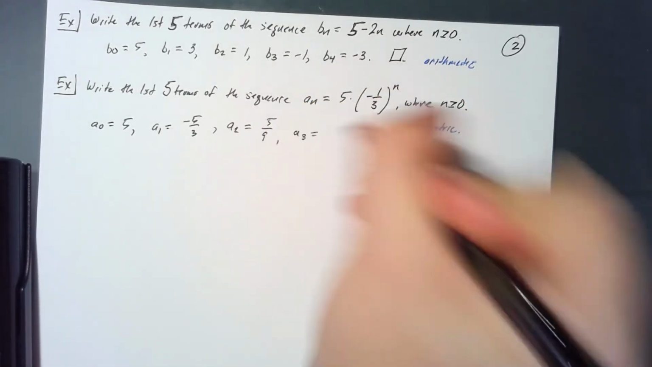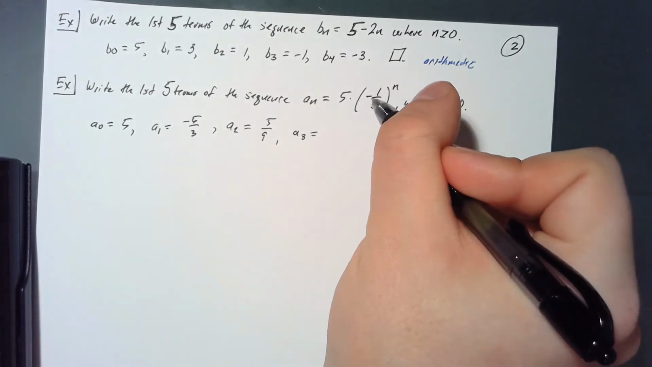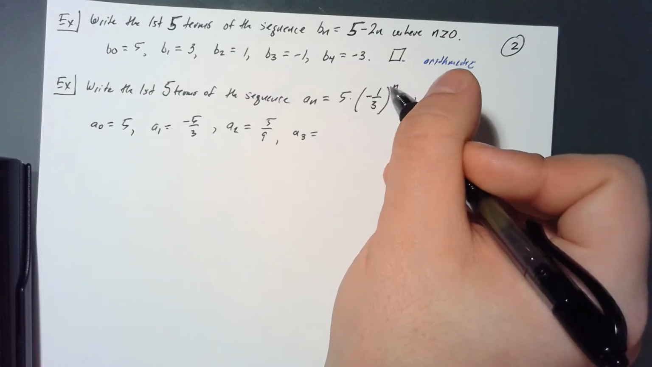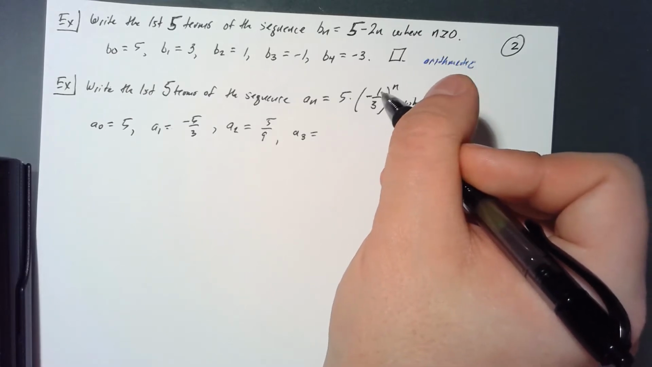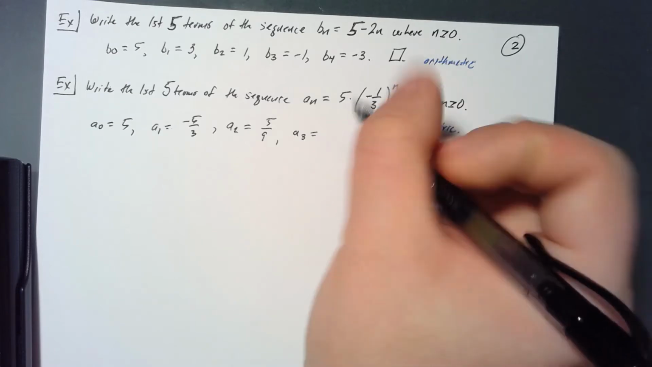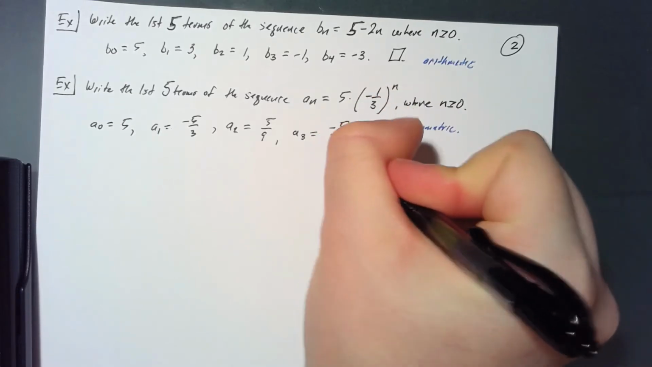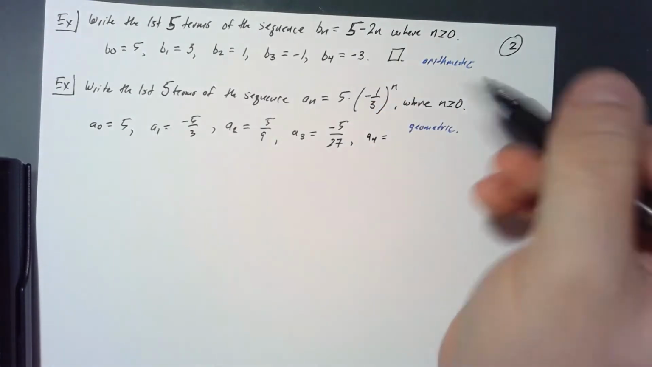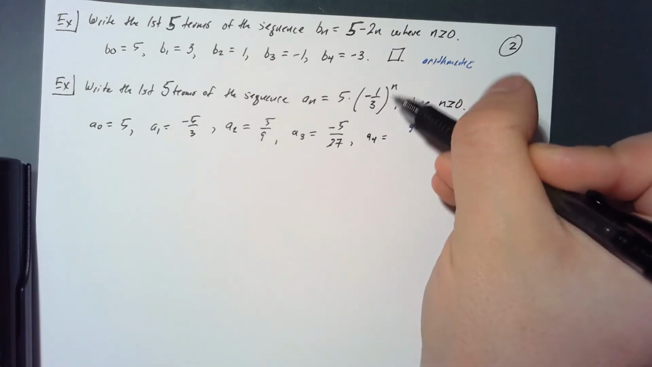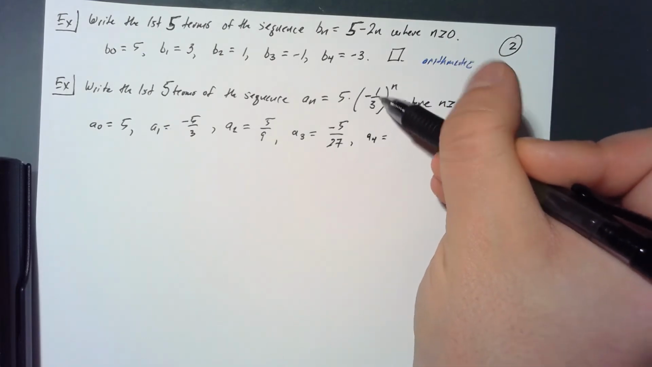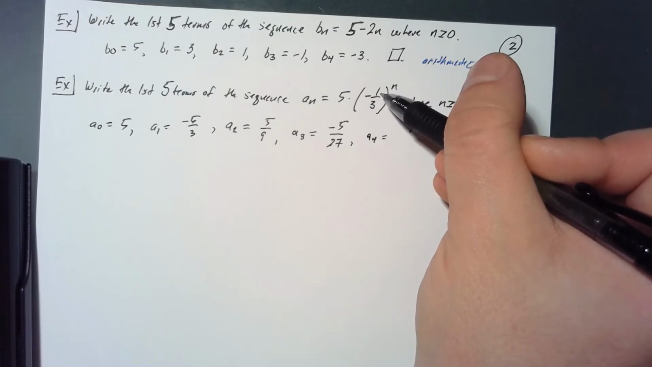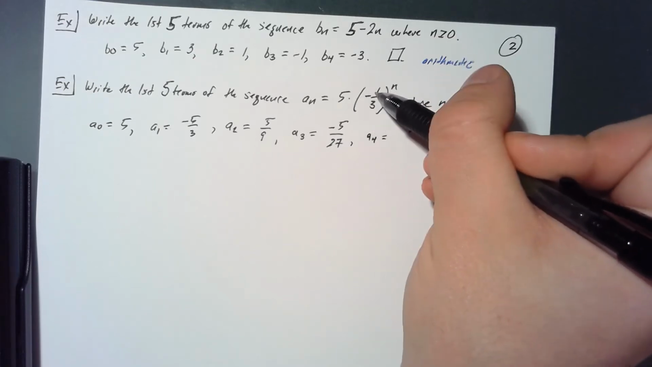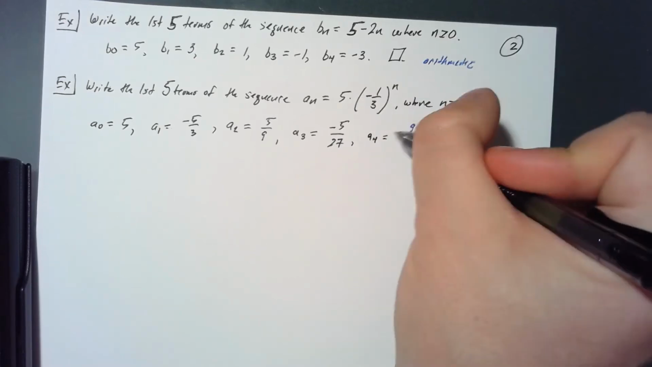A sub 3, so this is cubed, so I'm going to have a negative still there. I'm going to have 3 to the 3rd power, which is 27, and 1 to the 3rd is 1, so I'm going to have negative 5 over 27. And finally, a sub 4. Well, this is going to be to an even power, so this will be positive. 1 to the 4th is 1, and 3 to the 4th is 81. So I'll have 5 times 1 over 81.